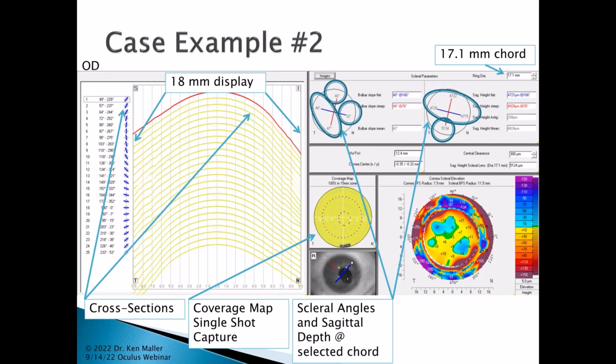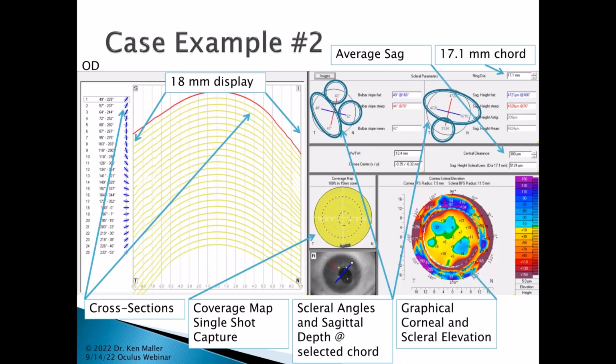The sagittal depths themselves, you can see a fair amount of asymmetry here as well, whereas the inferior, we have about 5,100 microns of sagittal depth, where the other three are all around 4,700. So we really are dealing with a very strange shape for her sclera over here at the 17.1mm chord. And again, there's the graphical information being displayed. The average sag is about 5,100 microns of clearance. And on the picture, you can actually see the displaced pupil on that iris image that's in the middle and the bottom there.